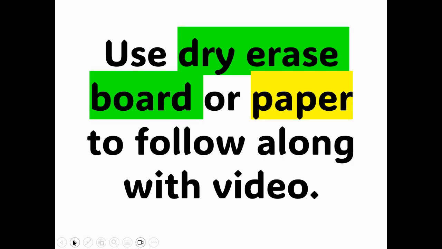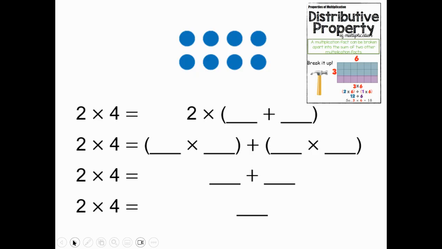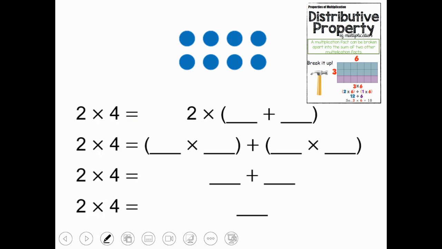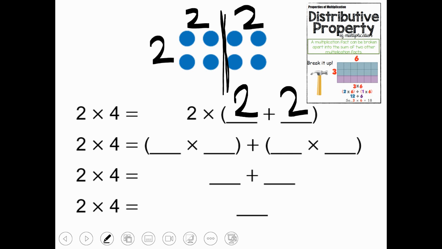Ready? Use a dry erase board or a paper to follow along with the video. All right, 2 times 4. I'm going to leave my 2, it's going to stay the same, and I'm going to break apart my 4 into a 2 and a 2, because this side over here is going to stay the same. So I'm going to say 2 plus 2.